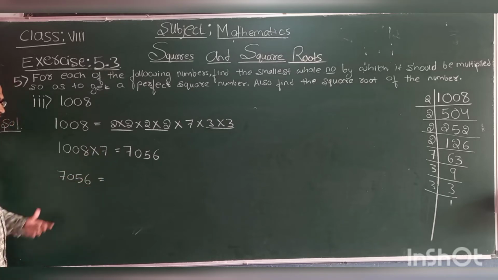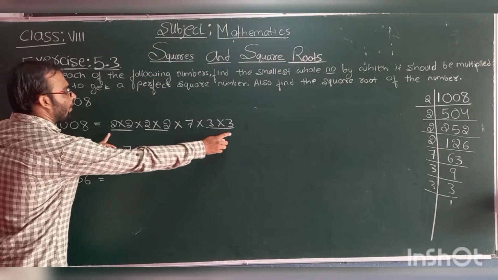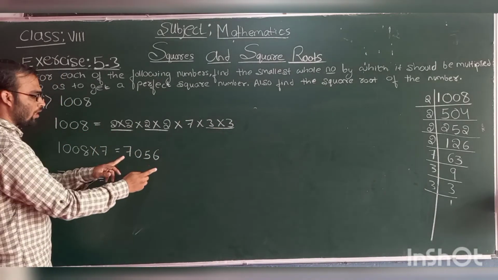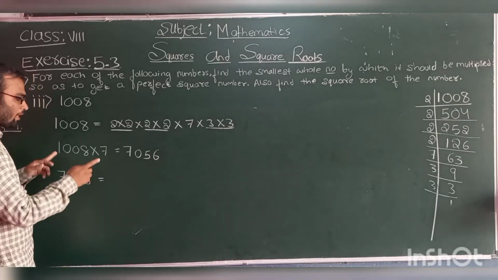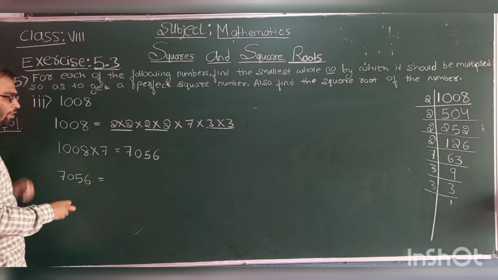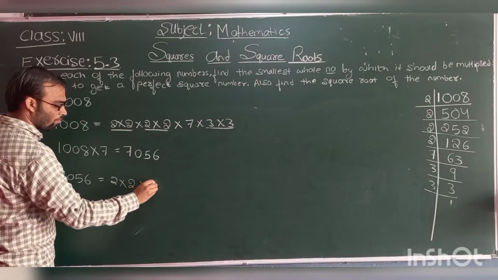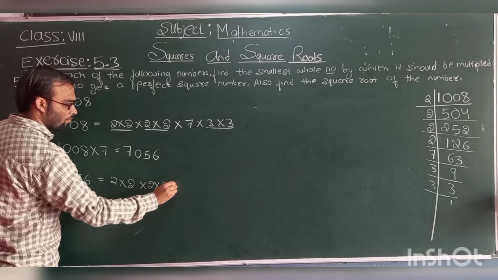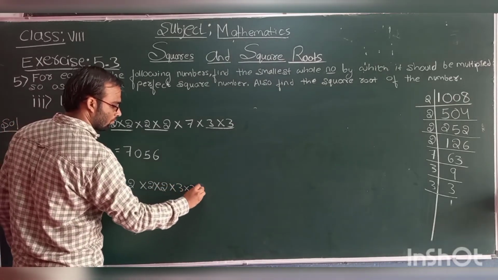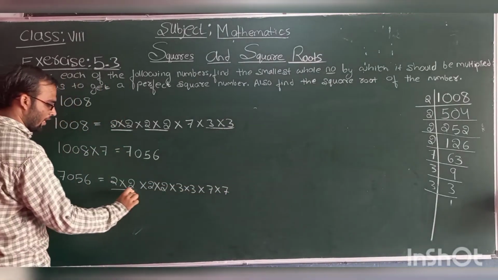Then how to write the factors of this directly? Look at here. Up to here, these are the factors of 1008. Okay, how have we got 7056? By multiplying 1008 by 7. Okay, then we will multiply 7 to that. At last we can write. Okay, now start pairing.